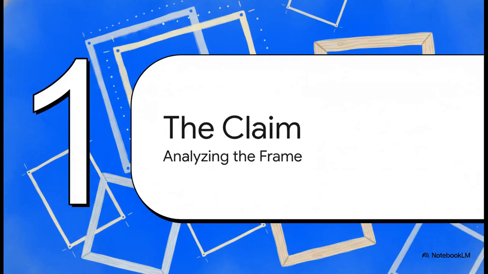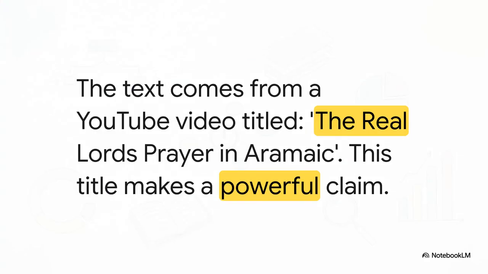Now, to get started, you might think we jump right into analyzing the text, but we're not going to do that. Not yet. The first, and maybe the most important step, is to examine its frame, the context it was presented in. This is absolutely critical. So, where did this thing come from? Well, it appeared under a YouTube video with a very, very specific title, The Real Lord's Prayer in Aramaic. Now, that title isn't just a label. It's making a huge claim, and that claim is our first piece of evidence.